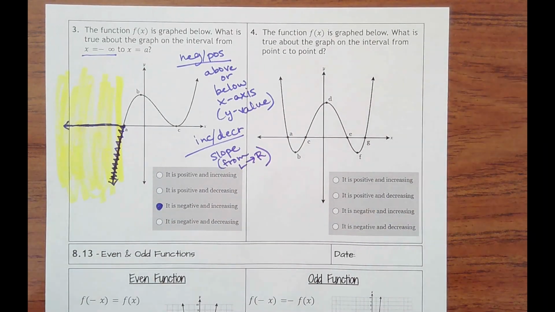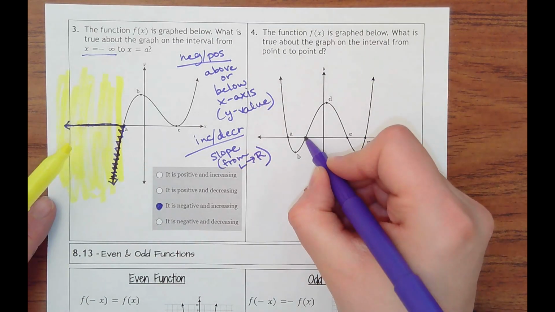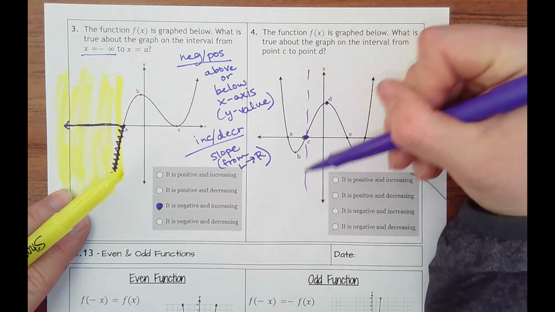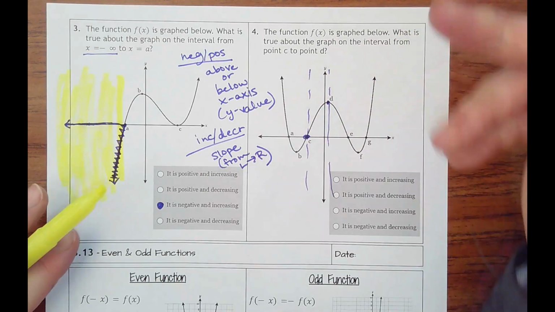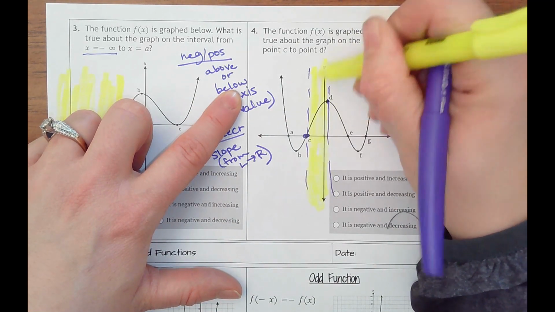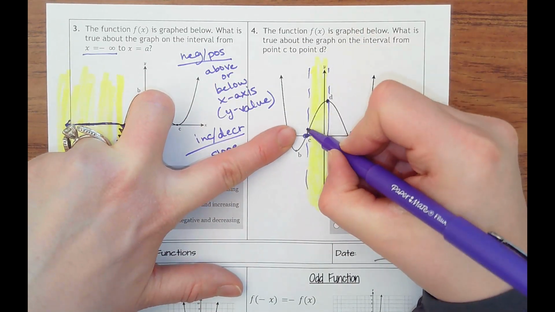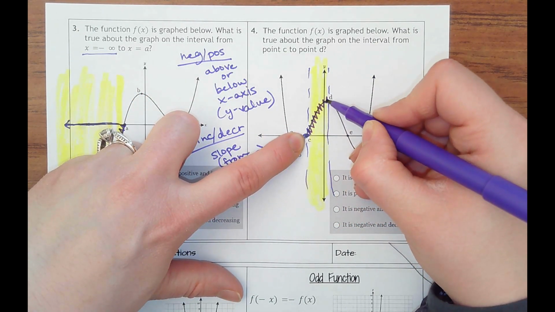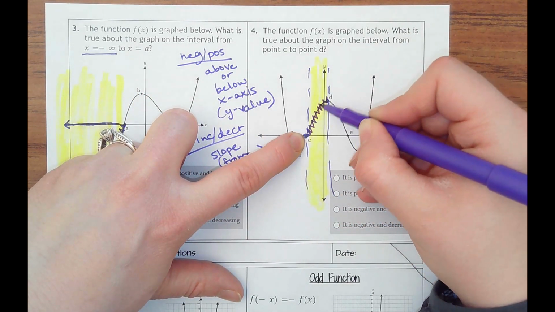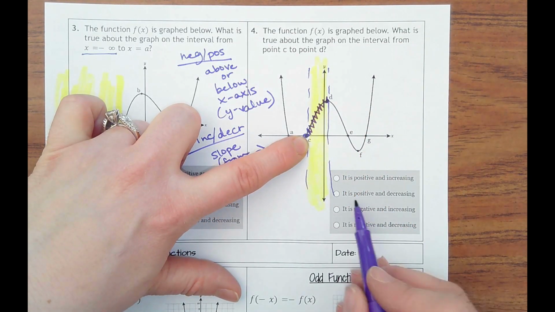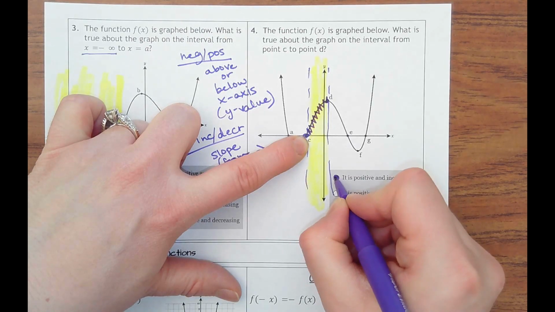Okay, let's try number 4. Function f of x is graphed below. What is true about the graph on the interval from point C to D? So we're thinking of here, to here. So highlighting it might help you. We're only talking about this part of our graph. So again, I'm increasing and I'm above the y-axis or x-axis. I'm in the positive y, so I want to say it's positive and it's increasing.